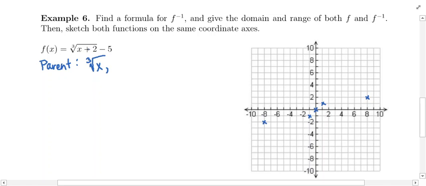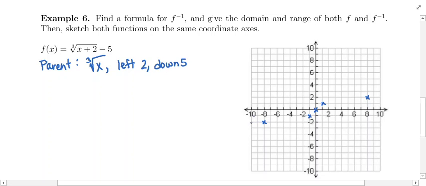Then we are adding 2 inside of the radical. Remember, the root acts like parentheses. If you're adding inside parentheses, that means we're going to go to the left. So we need to shift left 2, and then we're subtracting 5 outside of the root, or outside of the parentheses, and so that means we need to go down 5.